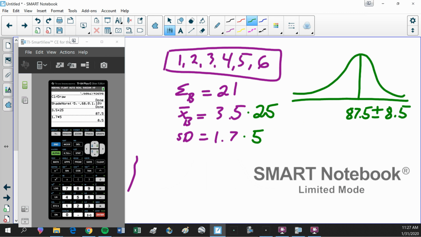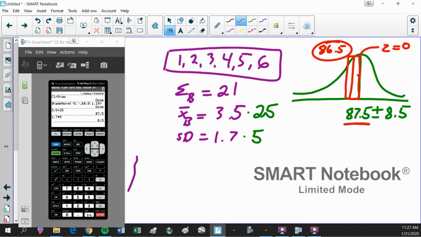Number 7, what percent of those who roll 25 times will have a sum exactly equal to 87? So I want just the box that contains 87. What is the left side of the 87 box? 86.5. And what is the right side of the 87 box? 87.5, which happens to be the average. And that's nice because the z-score is 0, automatically, because it is the average.